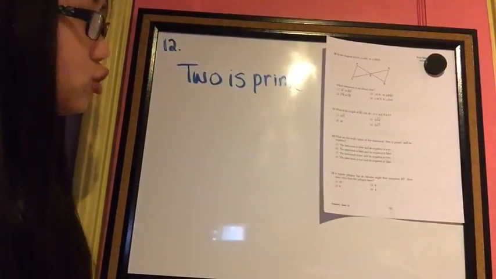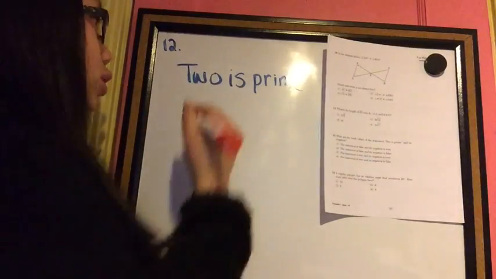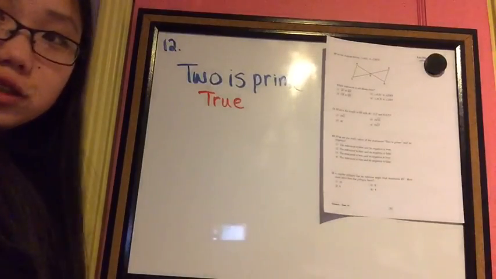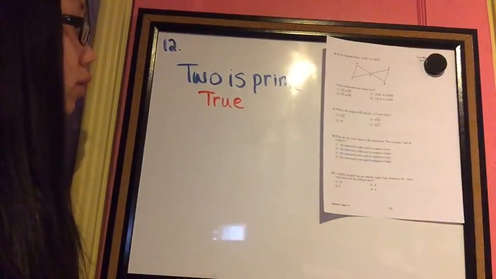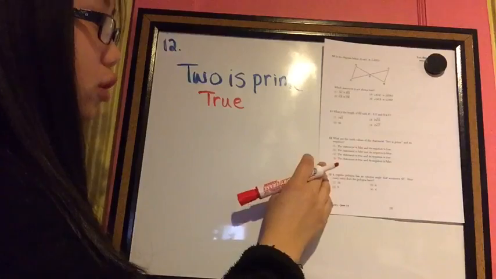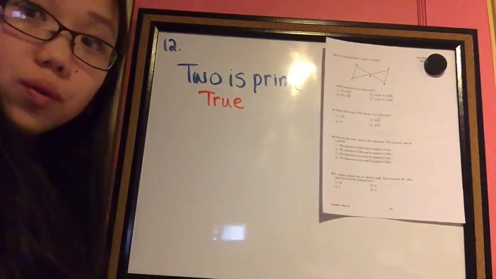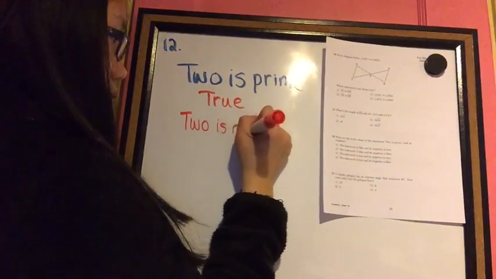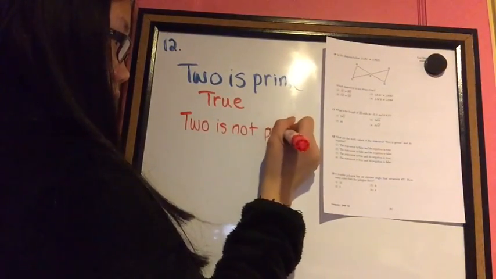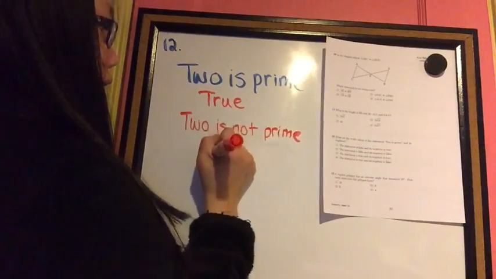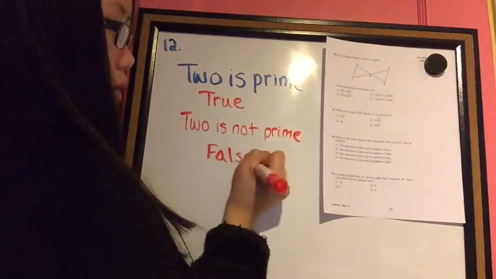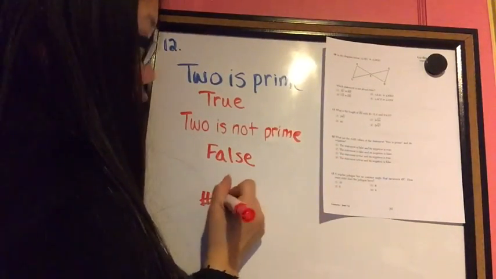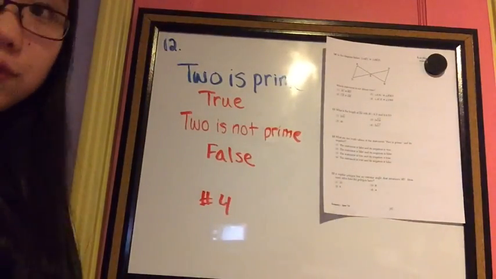Number 12 is dealing with truth statements, and it gives us 2 is prime, which is true, because the only factors of 2 are 2 and 1. Okay, so now it asks for its negation, which would be 2 is not prime. And that is false because it is. Which leads us to number 4. The statement is true and its negation is false.